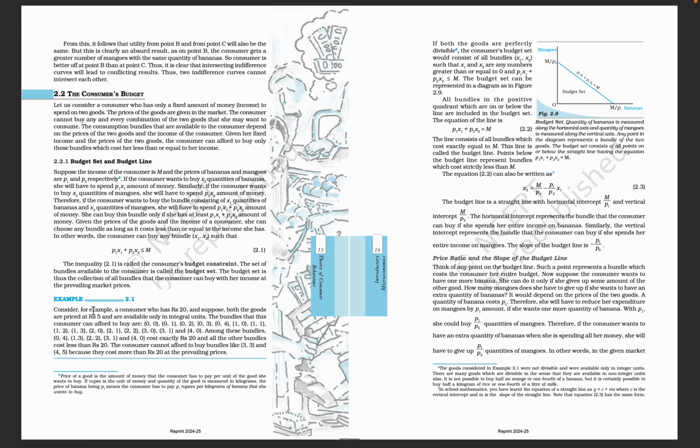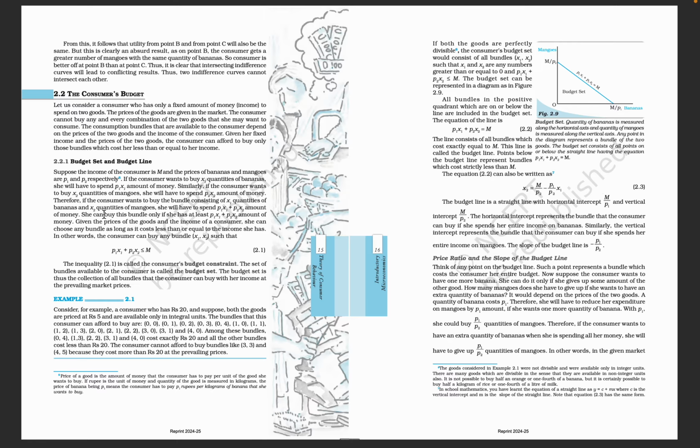The equation of the line is P1X1 plus P2X2 equal to M. The line consists of all bundles which cost exactly equal to M. This line is called the budget line. Points below the budget line represent bundles which cost strictly less than M. The equation 2.2 can also be written as X2 equals M by P2 minus P1 by P2 times X1.